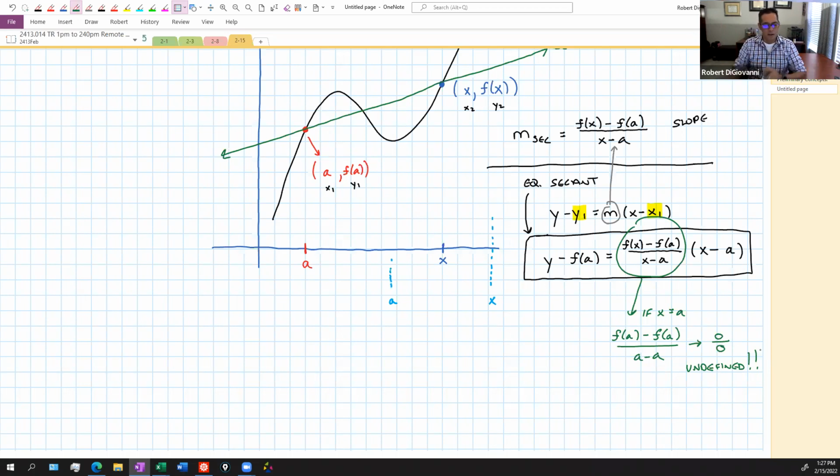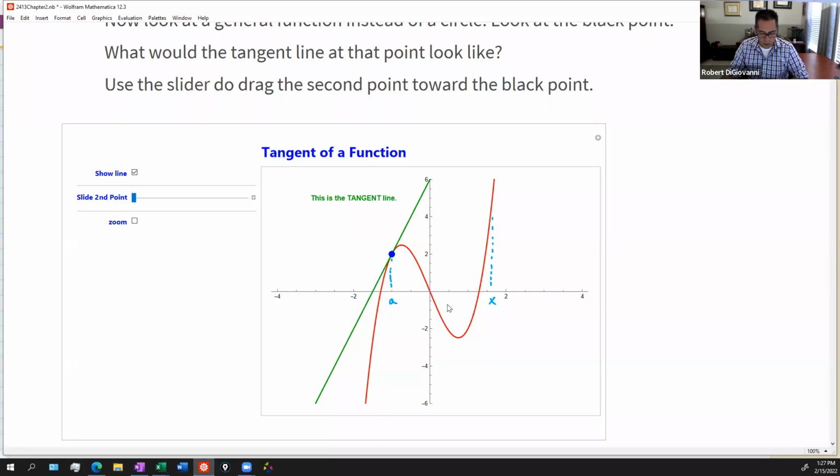You tell me, if I want to move the blue point over, this blue point right here, if I want to move it over to here, I need to let X go where?